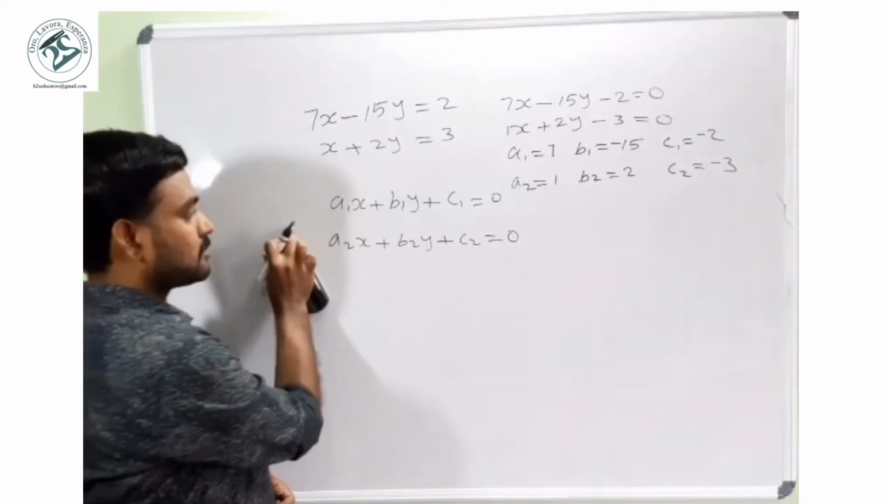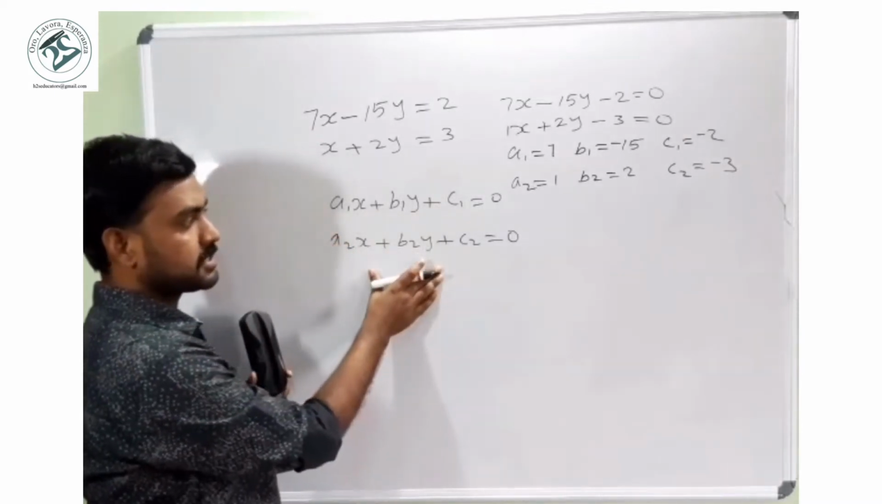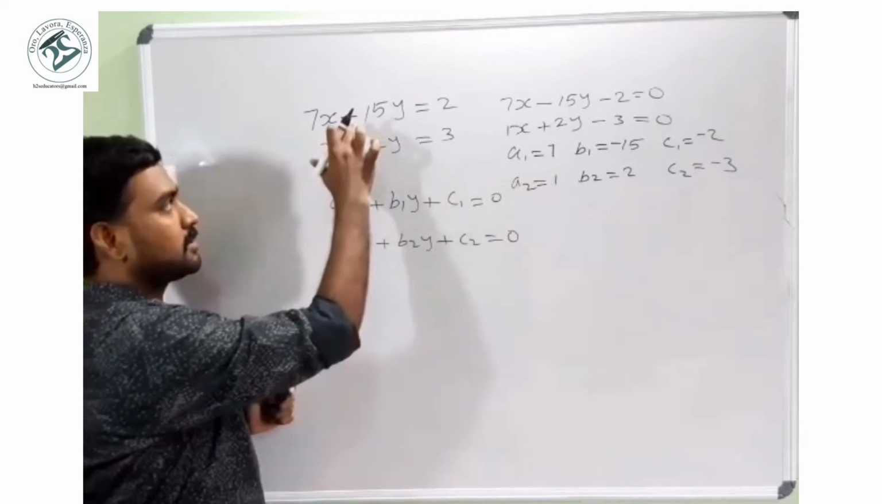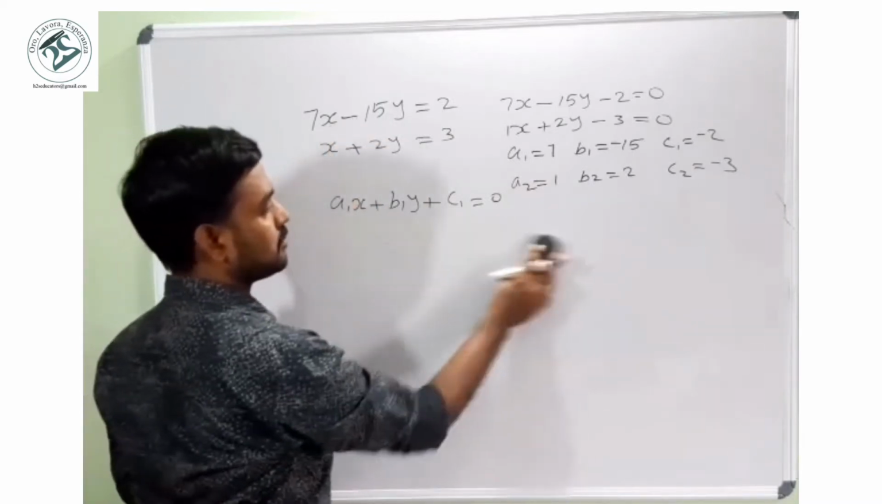So when we write in this form, it is known as standard form. If the constant is on the right side, we can call it as symbol form. So the equation is given in symbol form.